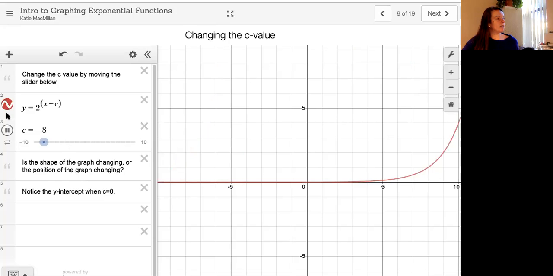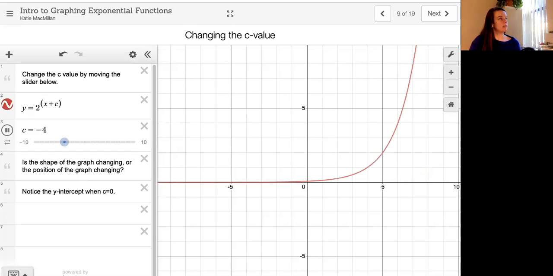All right. So C, we can see here, is moving our graph to the left and to the right, right? Moving our graph to the left and the right. I love that Devin shared that it changes the position of the graph, but not the shape. The shape is actually not changing. We're just moving the graph around the screen, around the coordinate plane. So it's changing positions. It's moving to the left and to the right.